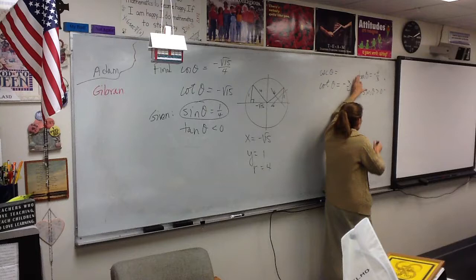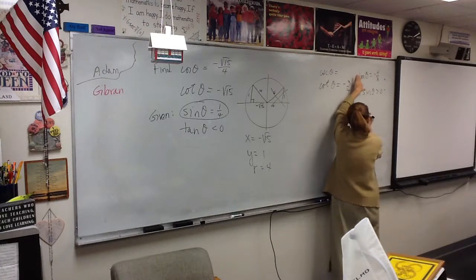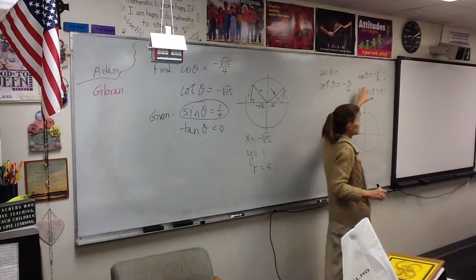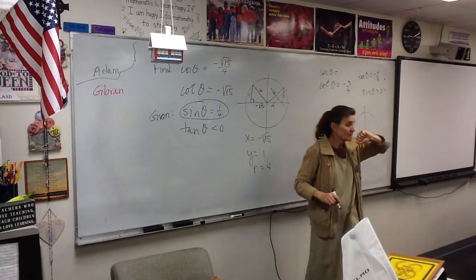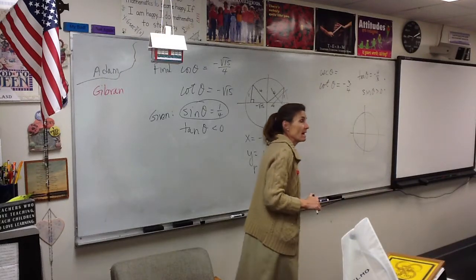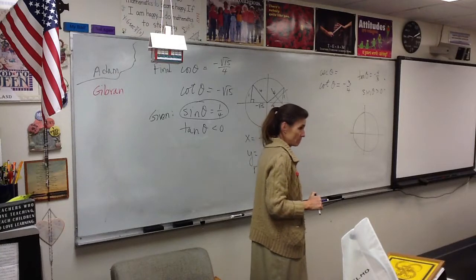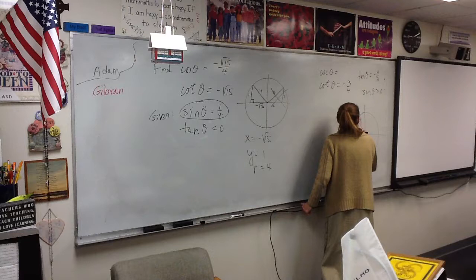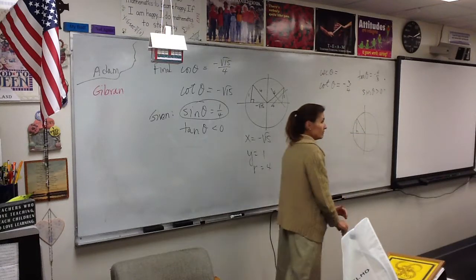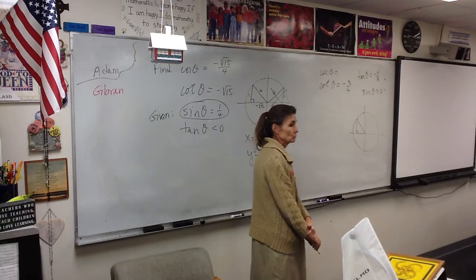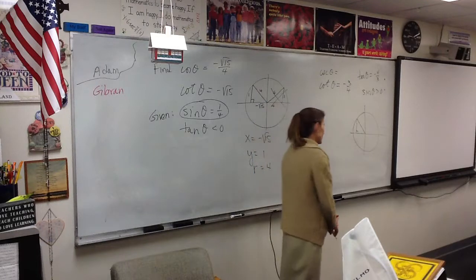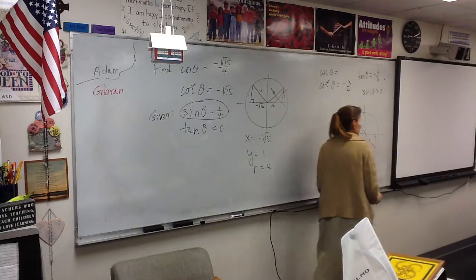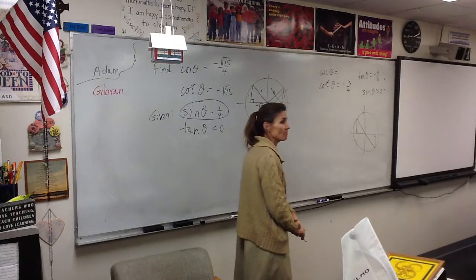All right, let's draw a picture of this, just like we did last time. Tell me about a negative tangent value. It says the tangent is negative. Tell me about that. Where would that happen? It could happen in the second quadrant. Where else could the tangent be negative? Fourth.